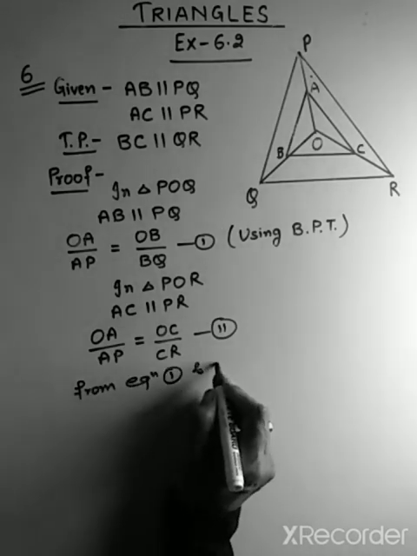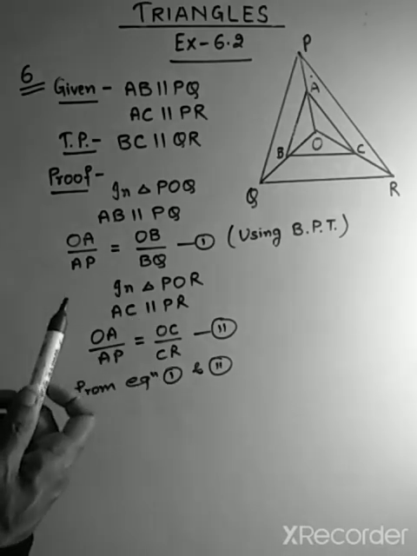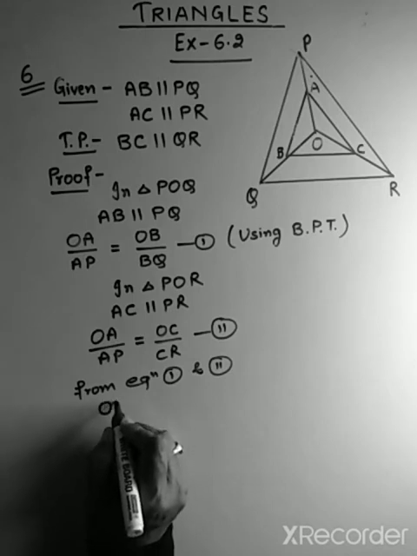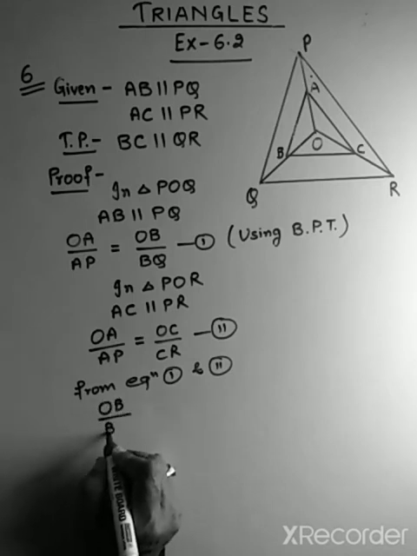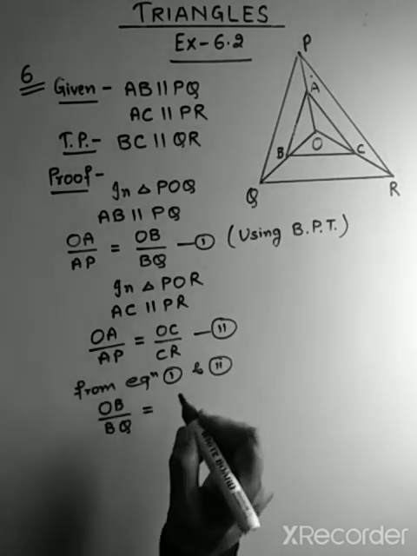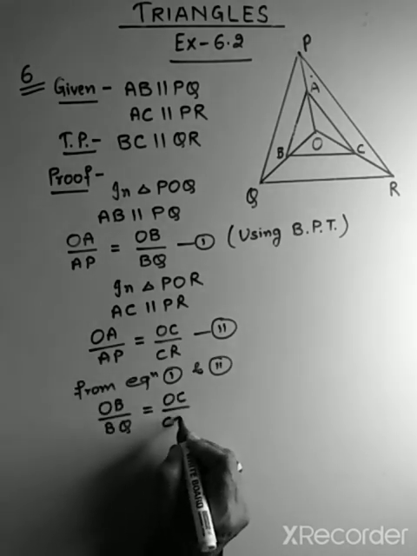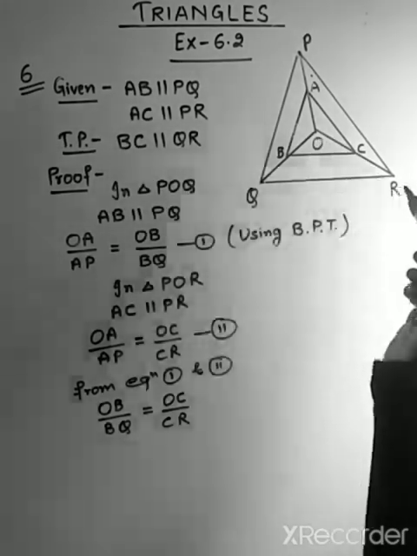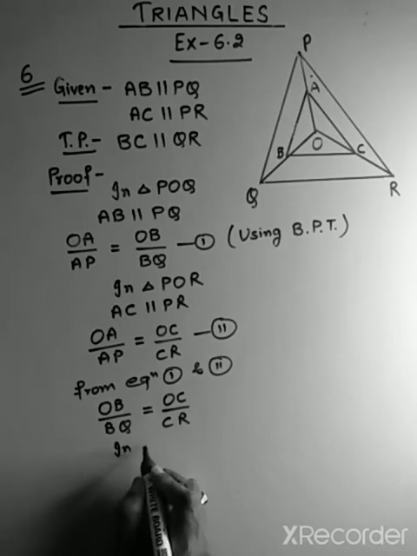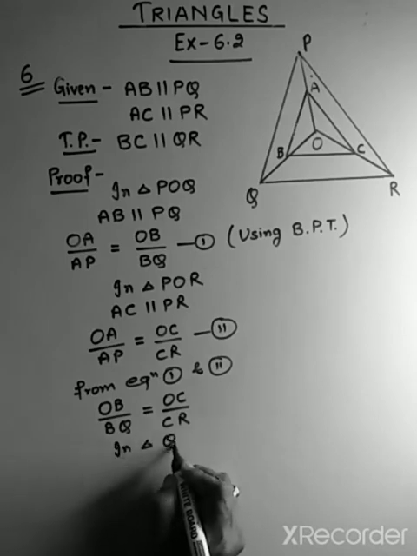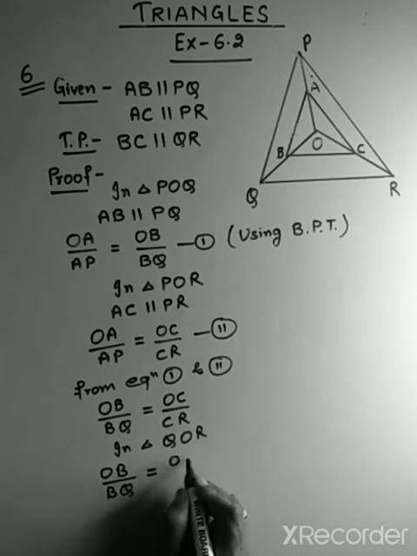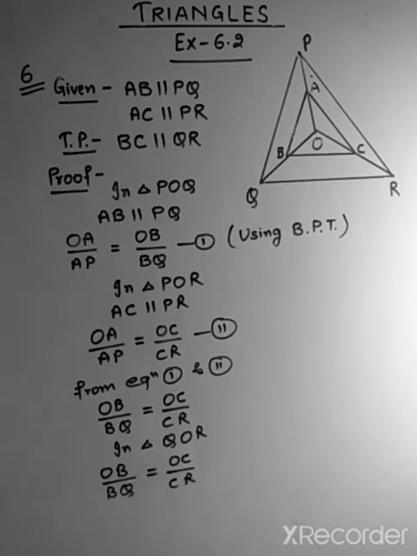Now from equation 1 and 2, you can see in both the equations left hand side are equal. So right hand side is also equal. So we conclude that from equation 1 and 2, OB upon BQ equals to OC upon CR. Now the third triangle is triangle QOR.